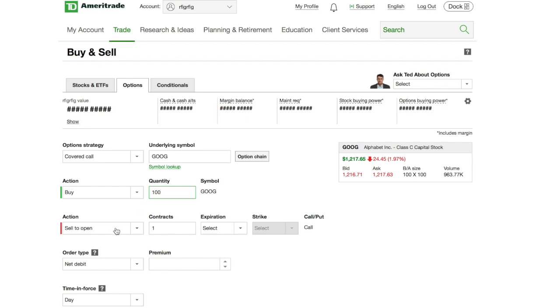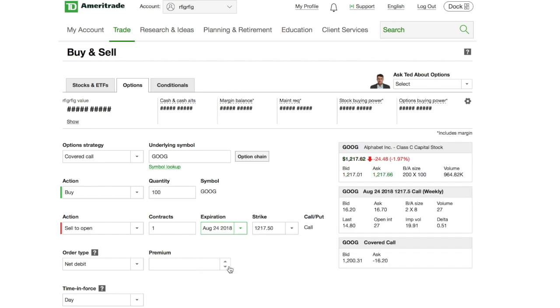And after that, you're going to have to sell to open one contract, because if you put two here, if you put 200, you see how it turns to two? So 100 shares is what you call it, right? Now you're going to go to the expiration date. What expiration date do you want? We're just going to put August 24. And now you're going to pick the strike price. The strike price is whatever price you want it to be. This is the expiration date.